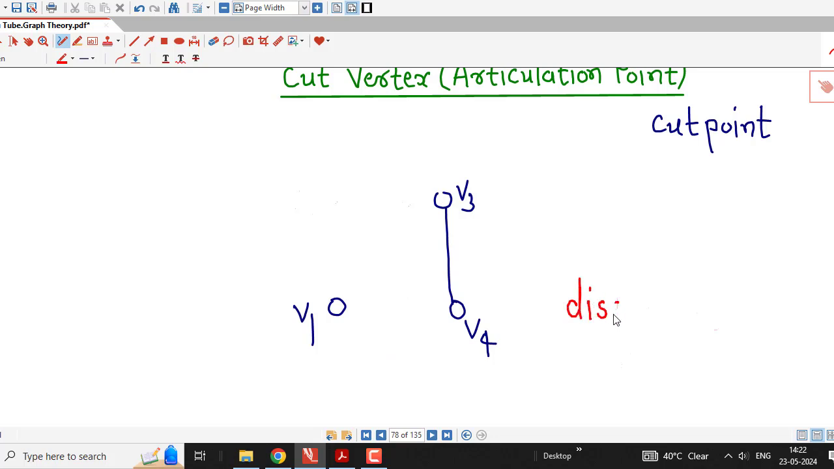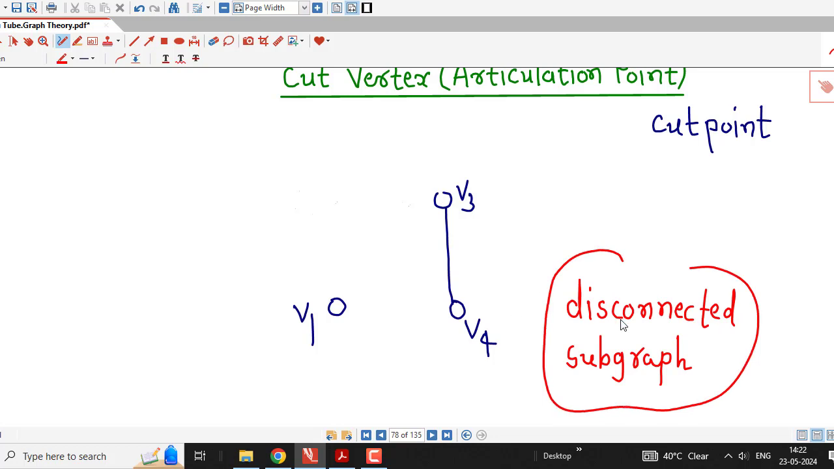Now what we have obtained, after removing V2 and all edges incident with V2, is this subgraph which is now disconnected. This subgraph is not connected because if we consider these two vertices V1 and V3, there is no path between V1 and V3. So after removing vertex V2 from a given connected graph, we obtain a disconnected subgraph. Or after removing vertex V2, our original graph transforms into a disconnected graph. In that case, we say that vertex V2 is a cut vertex.